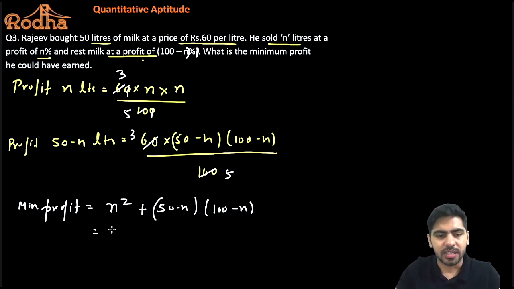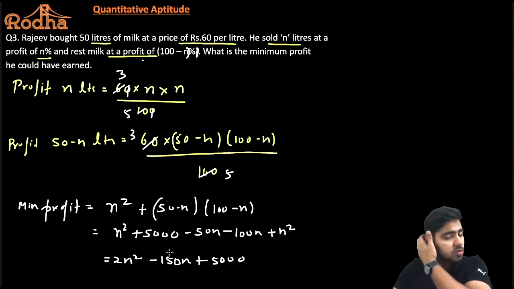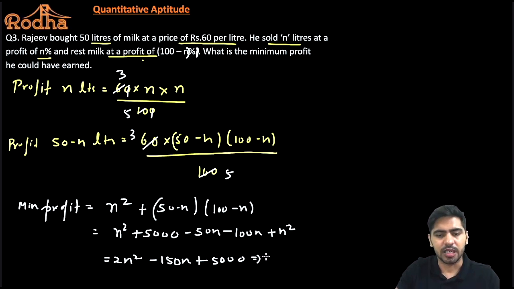So this is basically a quadratic equation. Let us expand this. So what will I get? I get n square plus 5000 minus 50n minus 100n and minus n square. Sorry, plus n square. So I'll get nothing but 2n square, minus 150n and plus 5000, right? Because here the coefficient of n square is 2, so let us make it 1. So I can say this equation can be written as 2 into n square minus 75n and plus 2500.